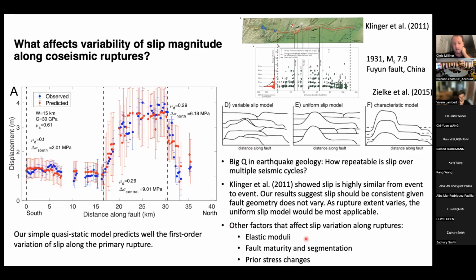There's the elastic moduli, fault maturity and cementation, prior stresses. Sorry, I should have some citations here, but these are things that are widely observed, and so our quasi-static stresses can explain the first order variation, but also there are regions at the edges of fault segments that we can't explain. And so we would need to invoke other processes as well as dynamic stresses too.